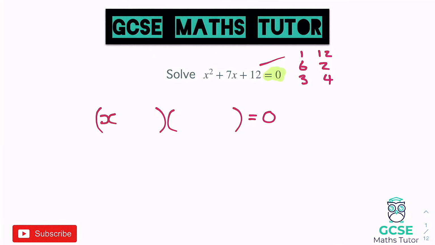So obviously we're looking at that number in the middle there, the coefficient of x, which is positive 7. So the two numbers that multiply to make 12 and also add to make that positive 7 are our 3 and our 4. Okay, so we're going to put 3 and 4 in our brackets, and that would be plus 3 and plus 4. There we go.